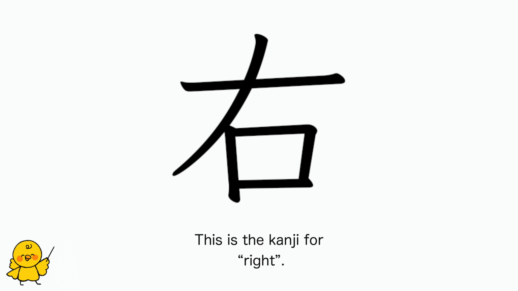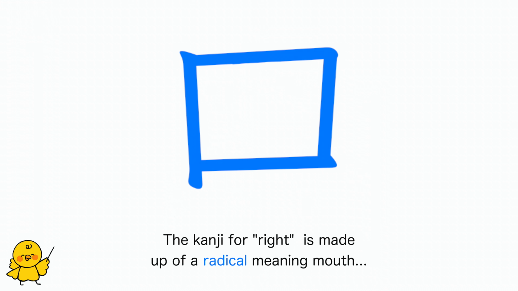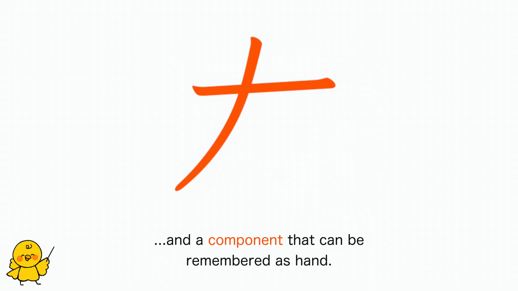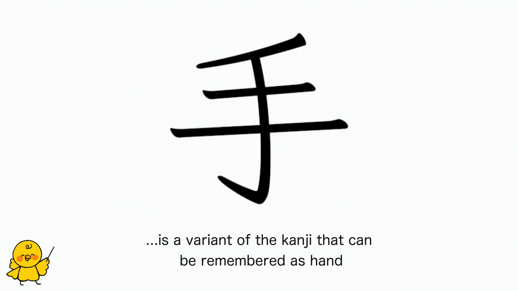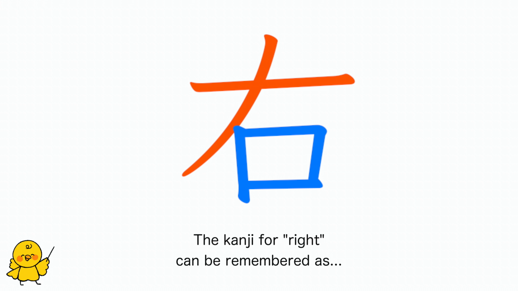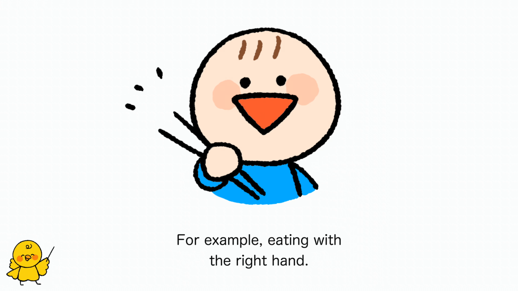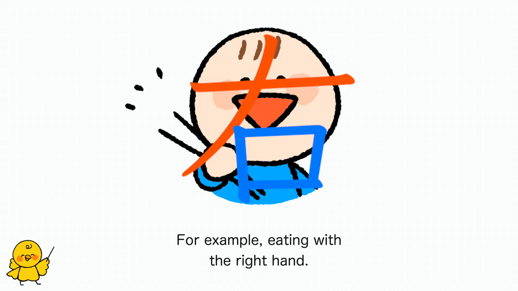This is the kanji for right. The kanji for right is made up of a radical meaning mouth, and a component that can be remembered as hand. Please note that this component is a variant of the kanji that can be remembered as hand. The kanji for right can be remembered as the right hand that feeds the mouth. For example, eating with the right hand.